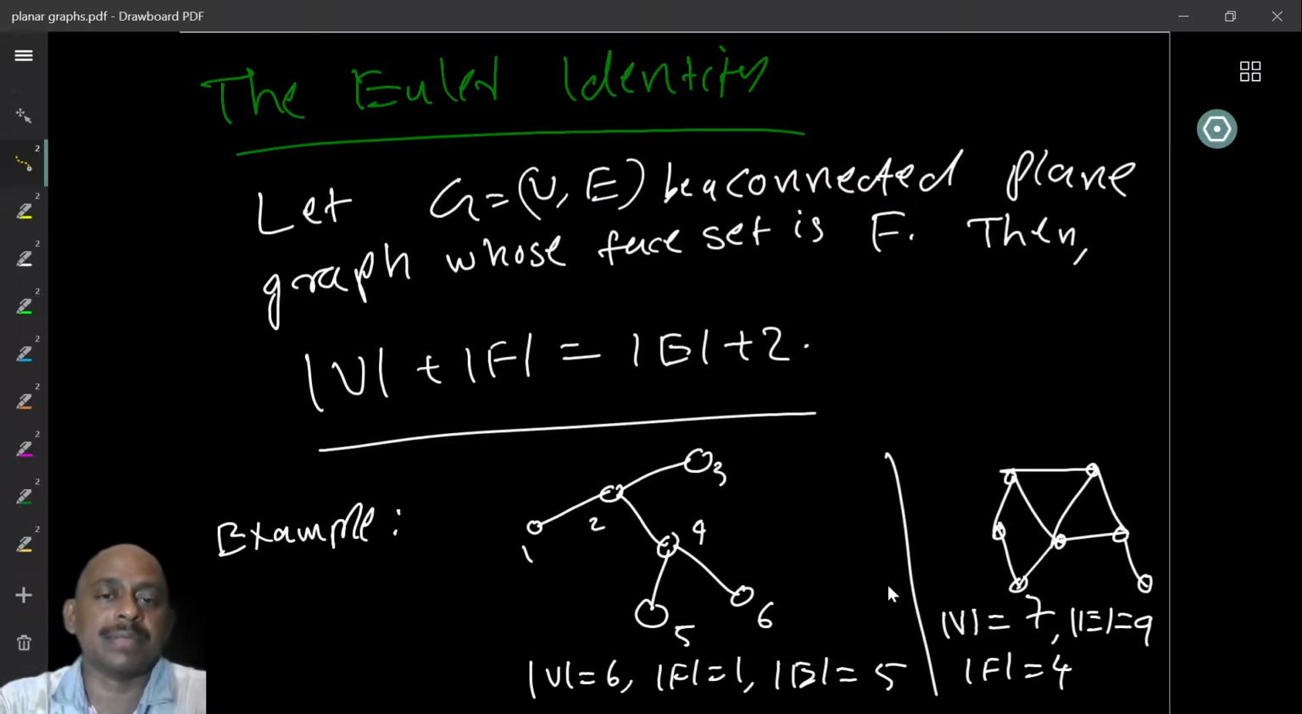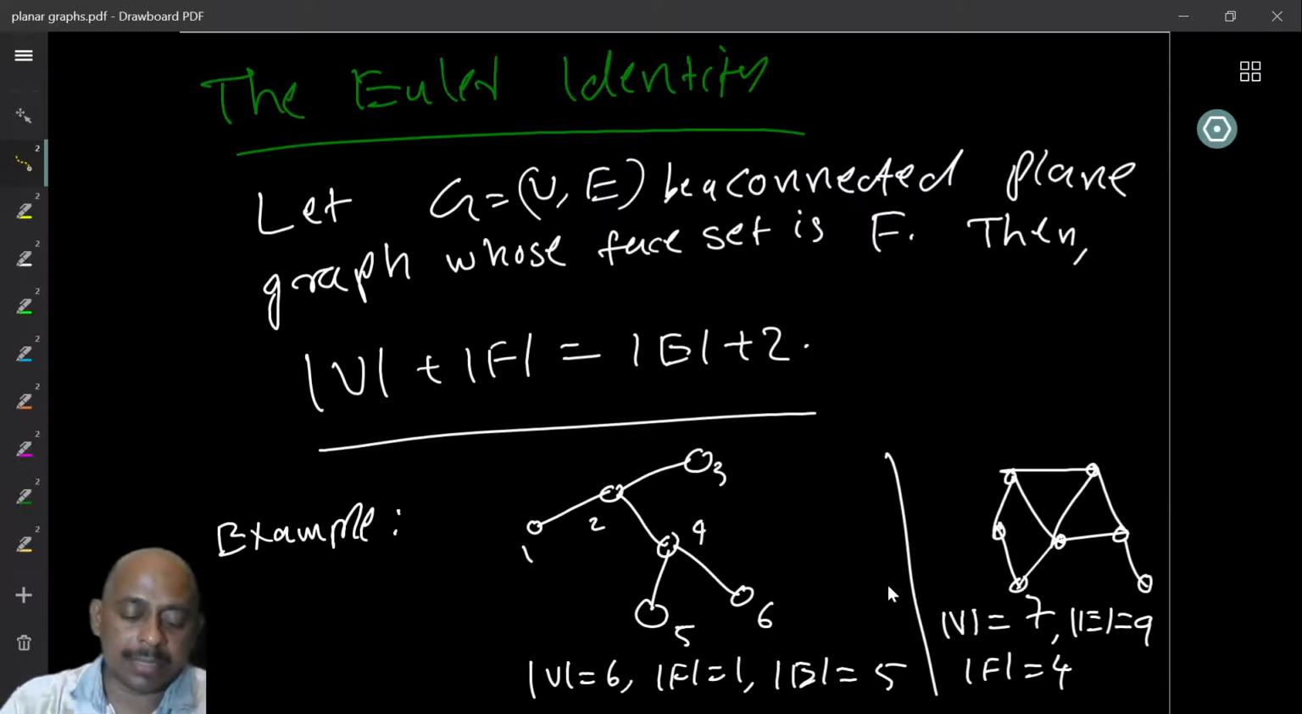So we'll assume the graph is connected. Then the following identity holds. That is, the number of vertices of the graph plus the number of faces of the embedding is equal to the number of edges plus 2.